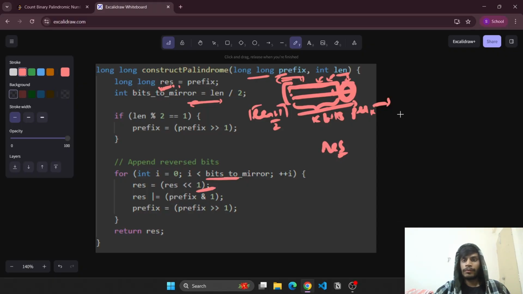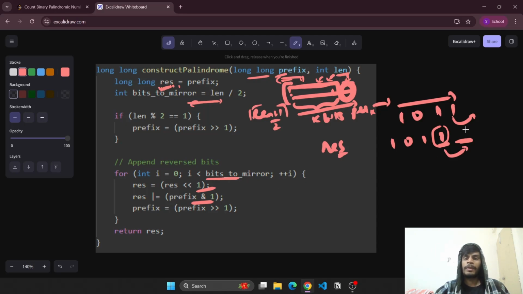If it is 1011 initially, since we need to mirror this part, we'll move the result one step previous, so it will become 1011 and a dash. Now we need to see with what bit we need to set this value. So we need to set this bit with this value. We'll see whether this bit is set in the prefix or not. Since this bit was set in the prefix, we'll be replicating it here. So we're taking OR: if this bit is set in the prefix, then we'll be putting 1 here.